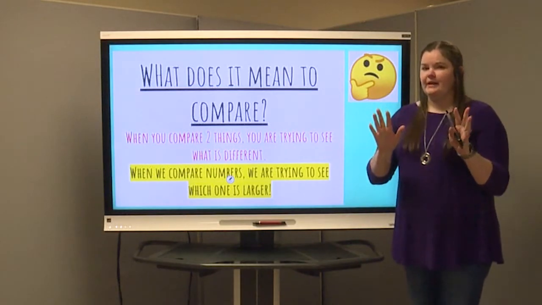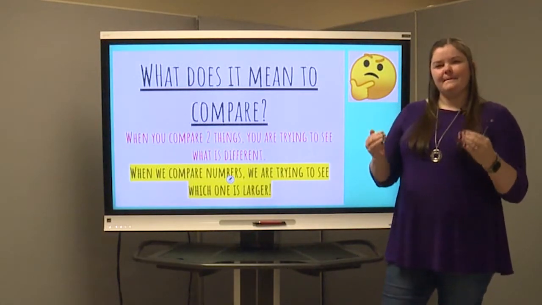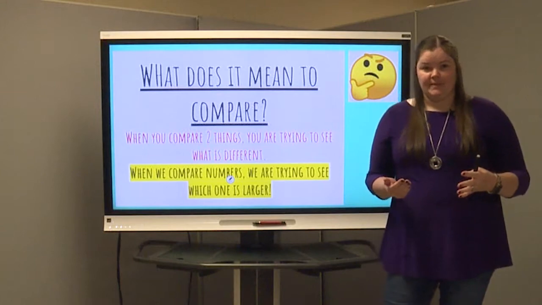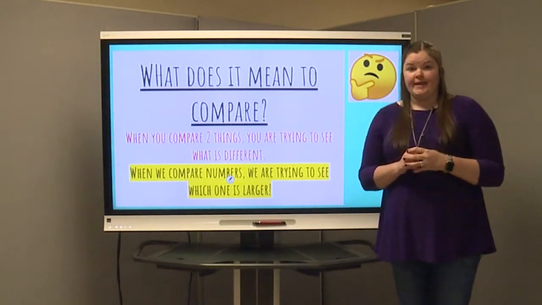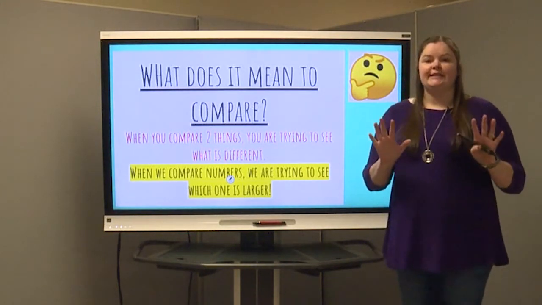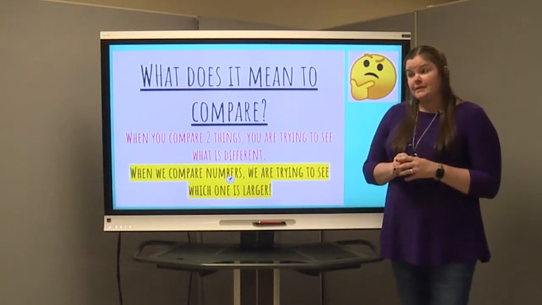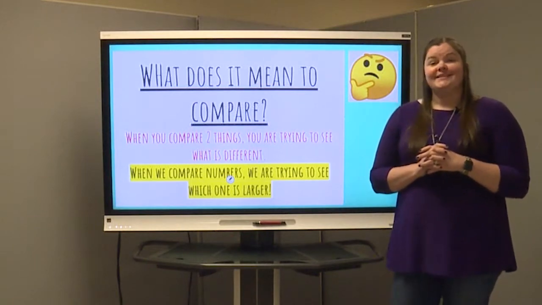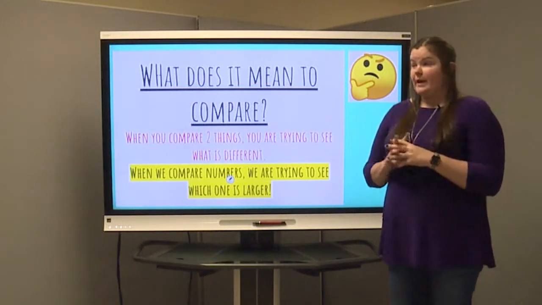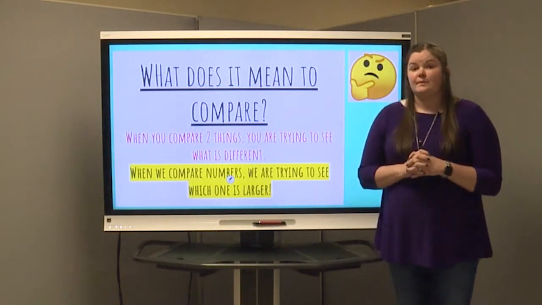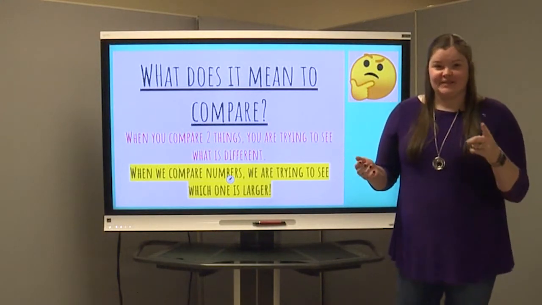Now, before we get started, let's think about what it means to compare something. If we're going to compare two things, we're trying to see how they are different, or what is different about them. When we're comparing numbers, we want to see which one is the largest number. So in this lesson, we're going to be looking for the biggest or the largest number. So let's go ahead and get started.